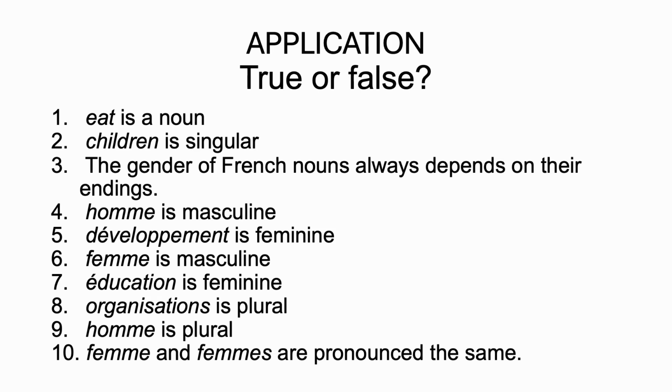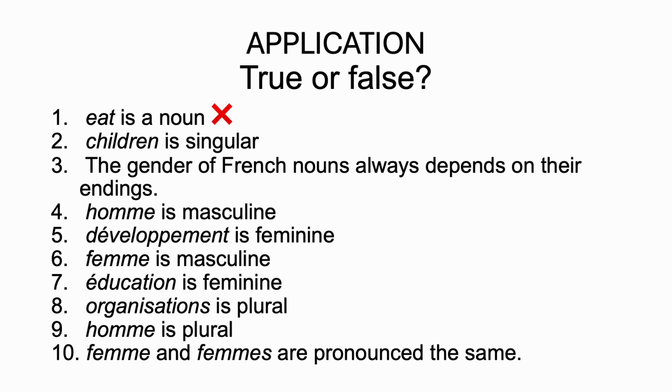Application. True or false? 1. It is a noun. Children is singular. The gender of French nouns always depends on their endings. Homme is masculine. Développement is feminine. Femme is masculine. Éducation is feminine. Organisation is plural. Homme is plural. Femme and femmes are pronounced the same.